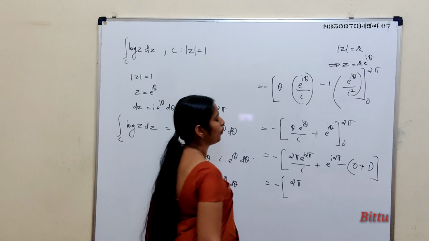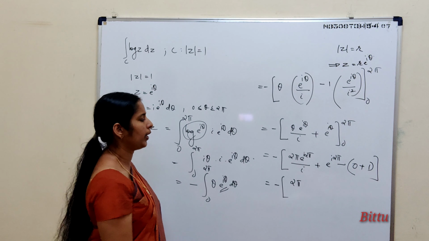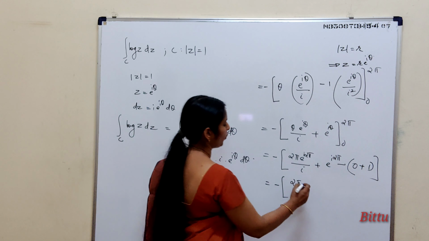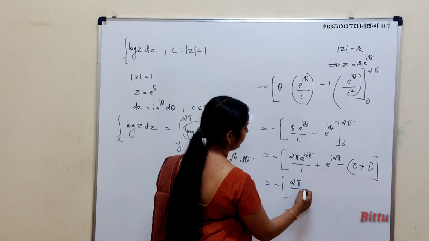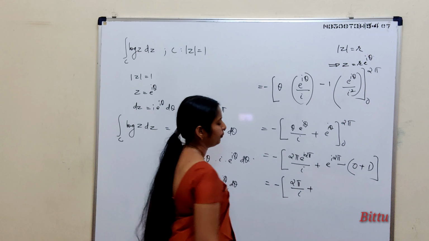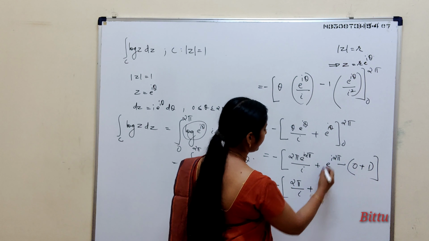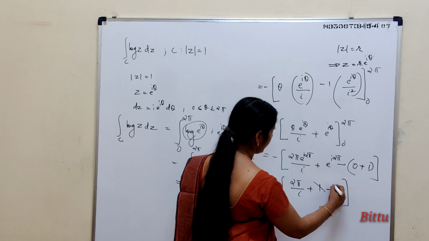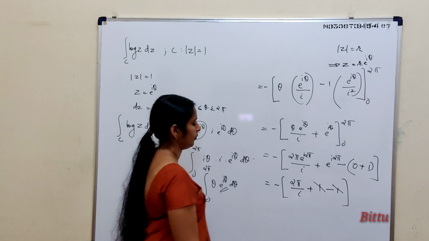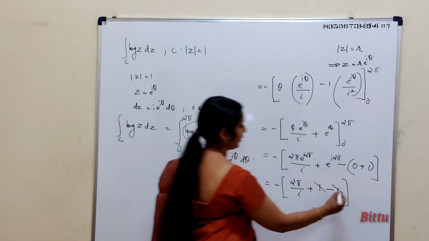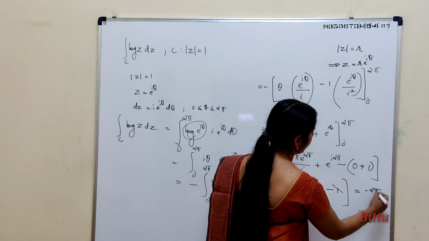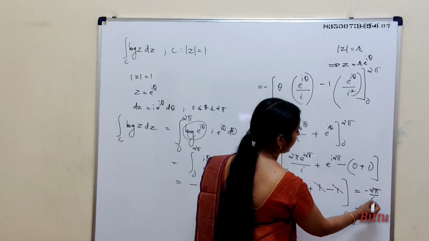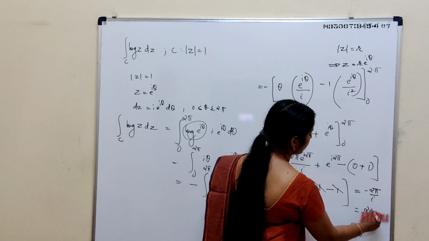It is minus 2 pi. What is e raised to i 2 pi? It is cos 2 pi plus i sin 2 pi. It is 1. So e raised to i 2 pi is 1. This will cancel. So the answer is minus 2 pi by i. 1 by i is minus i. So as you can see it is 2 pi i.